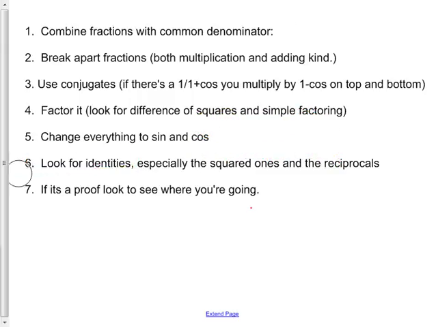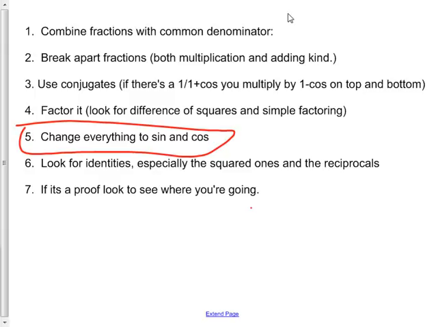Next one. Change everything to sine and cosine. That is a powerful strategy. It sometimes gets messy, but it very often works. So if anything like tangent can be changed into sines and cosines, sine over cosine, you can change everything to sines and cosines. Anything that's written can be changed to sines and cosines. All right? So that sometimes is a really good idea.